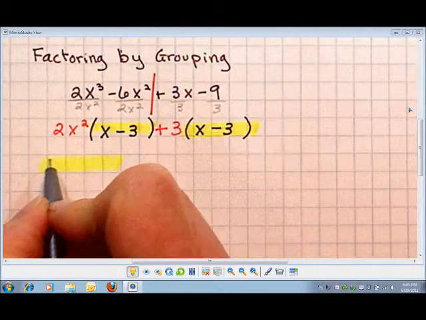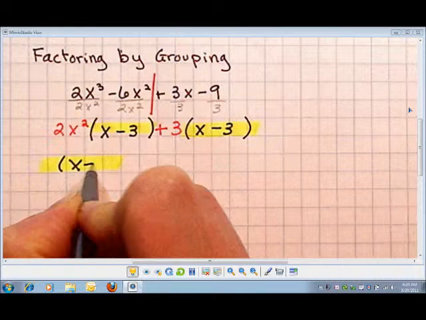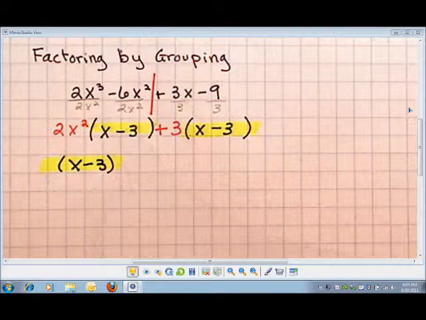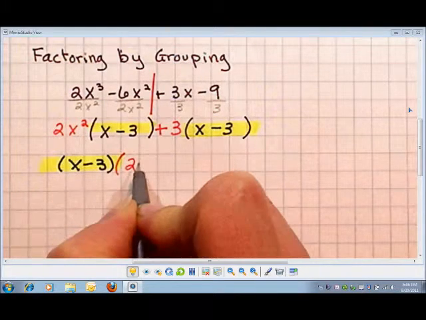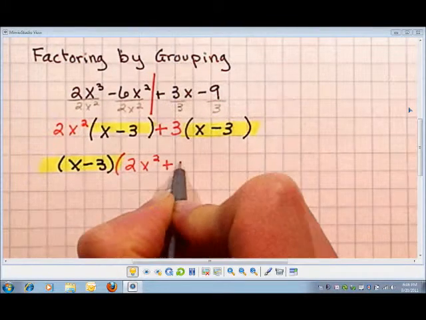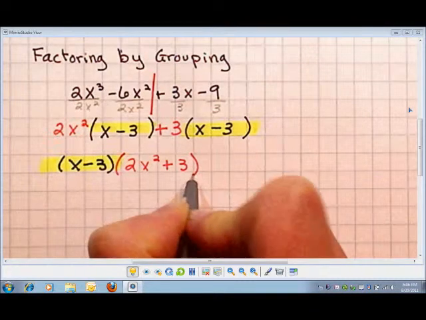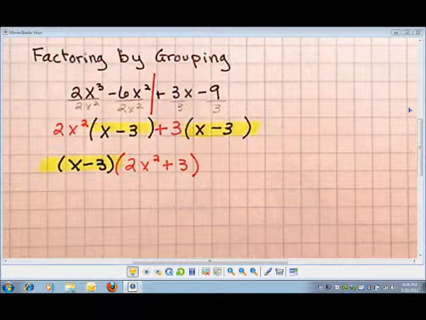So I'm going to factor out that binomial x minus 3, and I'm left with 2x squared plus 3. So my factoring is done.